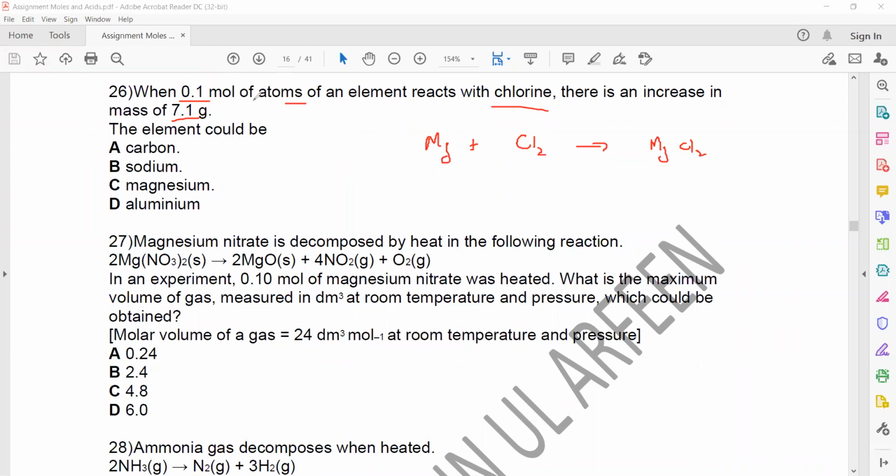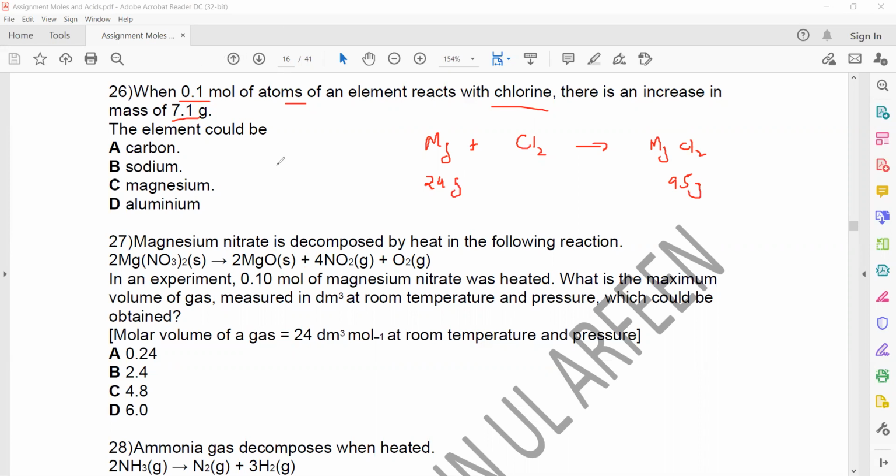So 0.1 mole, what will be the mass of 0.1 mole? The mass of magnesium is 24, and the mass of magnesium chloride is 24 plus 71, that's equal to 95. So 24 grams of magnesium will give 95 grams of magnesium chloride.